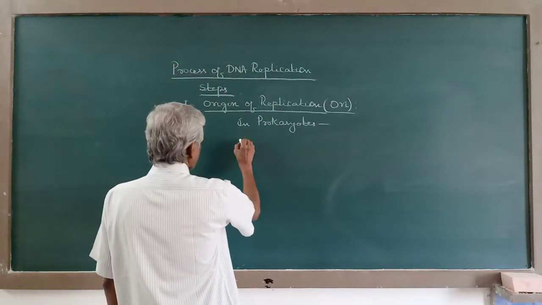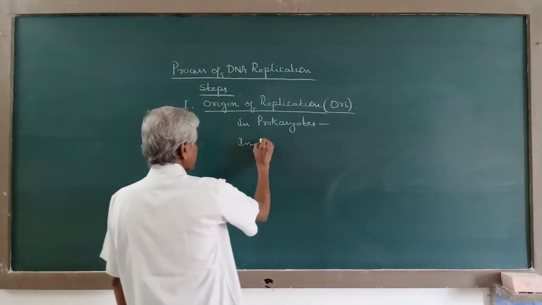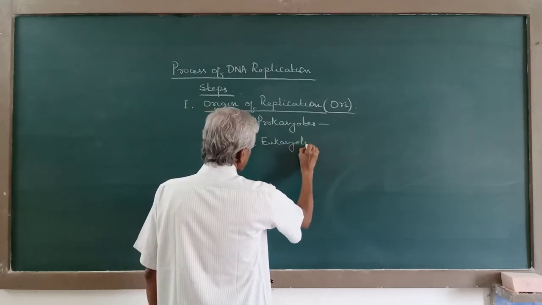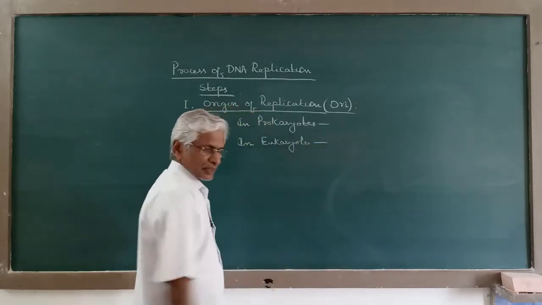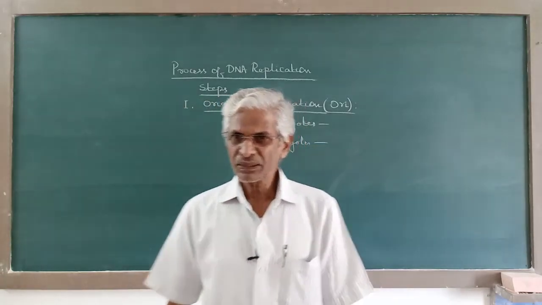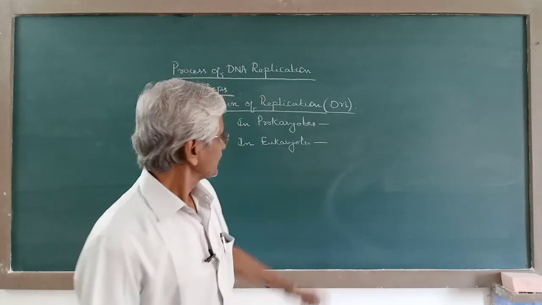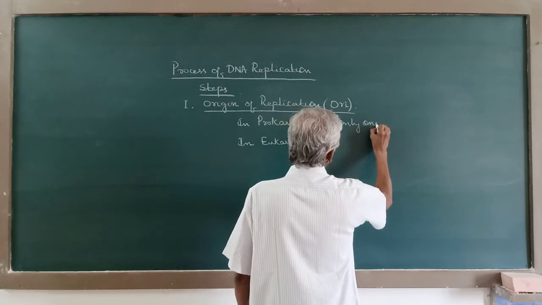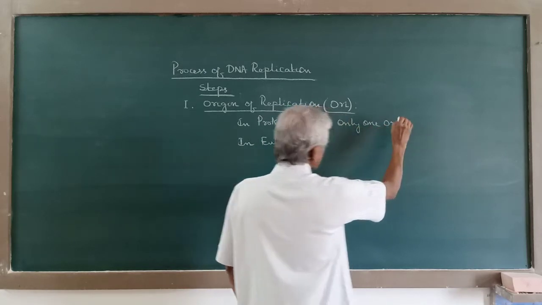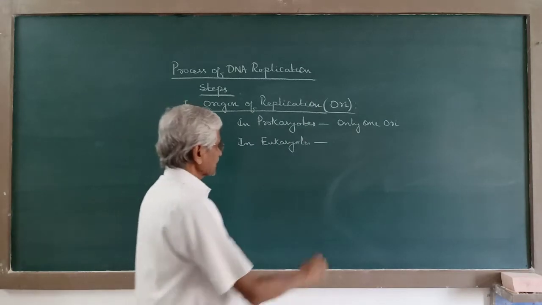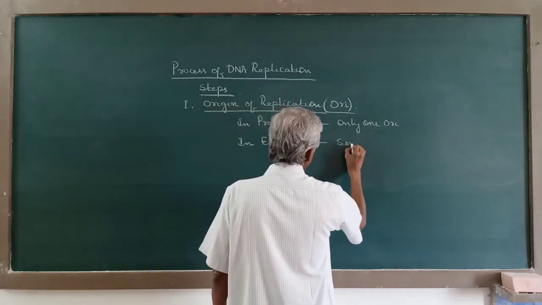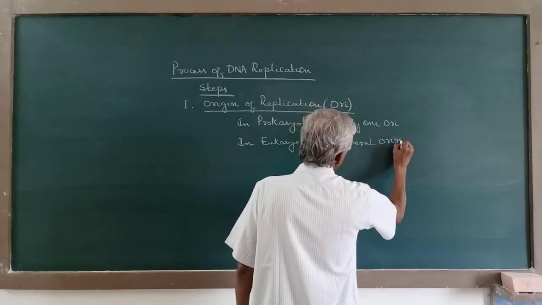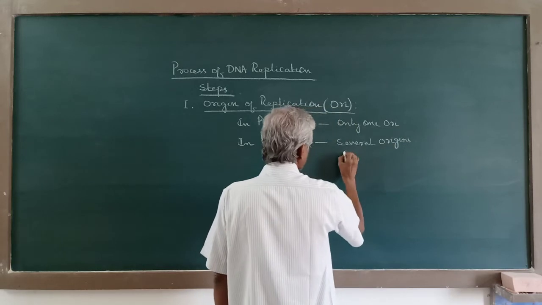Now, in eukaryotes, there are several origins of replication. So, in prokaryotes there is only one origin of replication, but in eukaryotes there are several origins of replication.